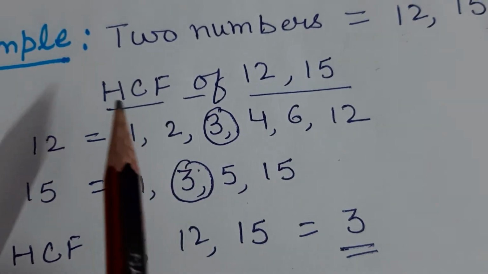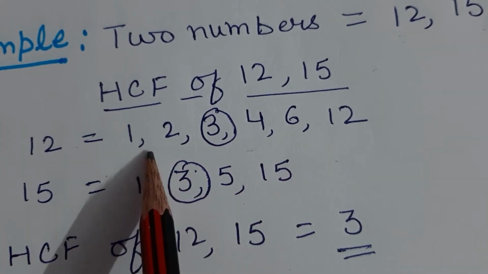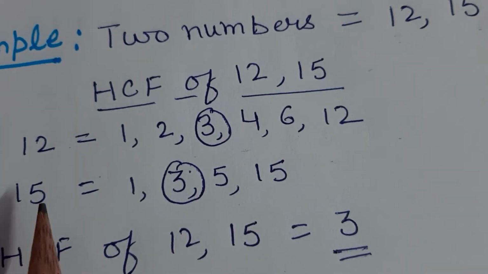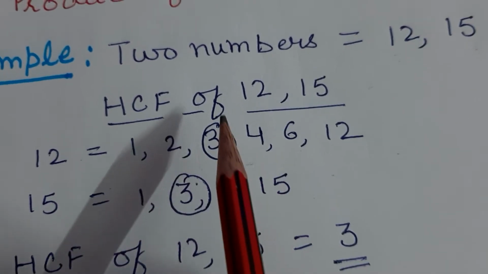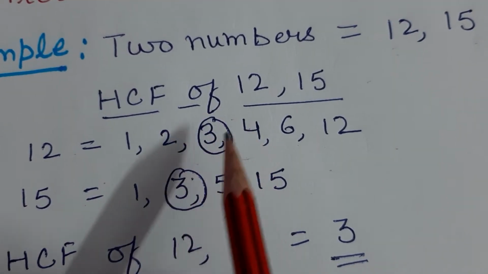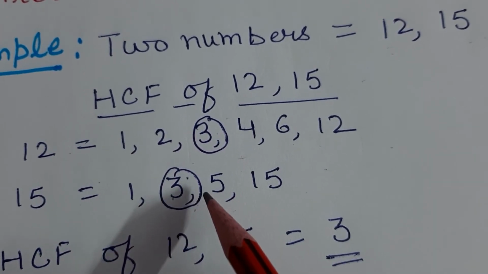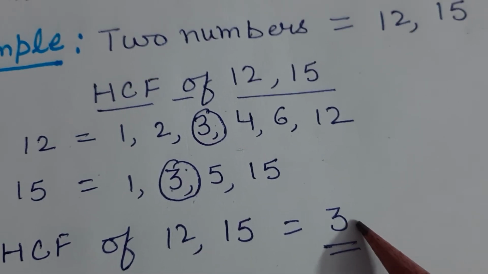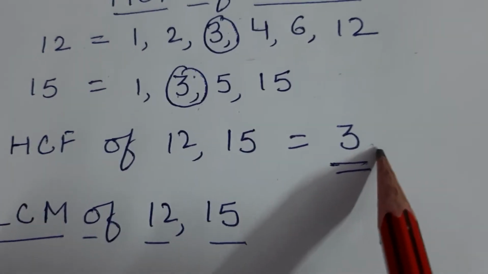So first I will write the factors of 12, that is 1, 2, 3, 4, 6 and 12, and then the factors of 15: 1, 3, 5, 15. Now see, the common factor is only 3. If there is only a single common factor, it means that is the highest common factor. So HCF of 12 and 15 is 3.